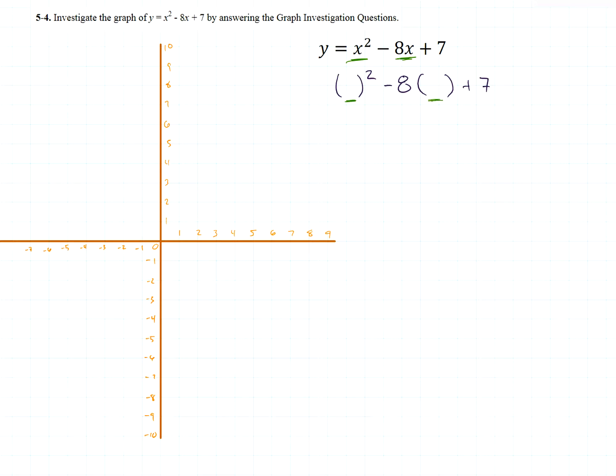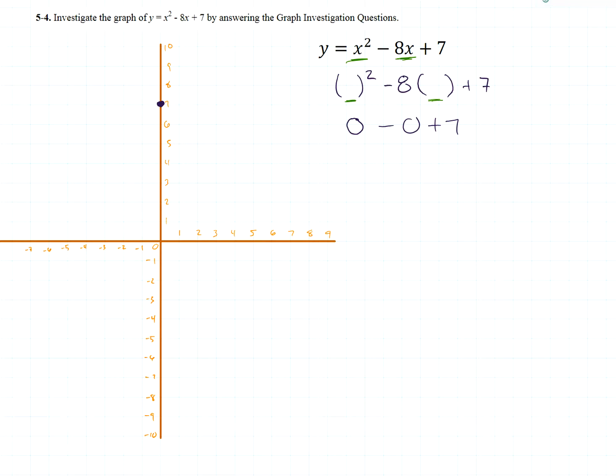So for example, consider x is 0. When I take 0 and square it, that gives me 0. And when I take 0 and multiply it by negative 8, I get 0. So I've got minus 0, and then finally a plus 7. So when x is 0, this function produced an output value of positive 7. So I'm going to place a small dot right there on my graph, and I'm going to just keep track of these.